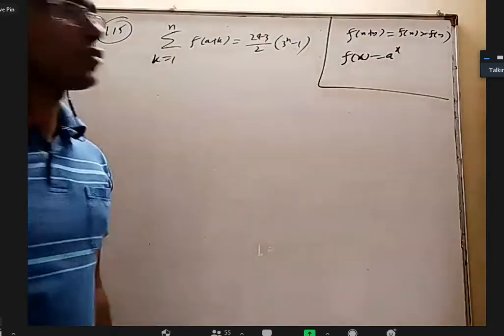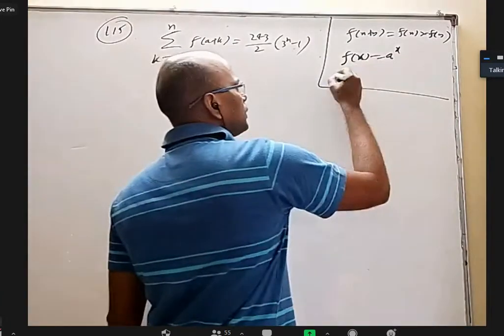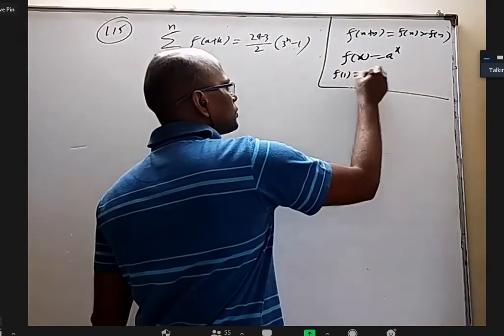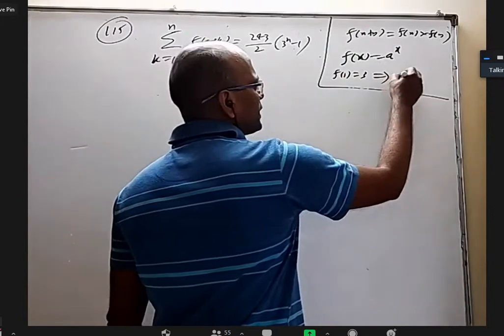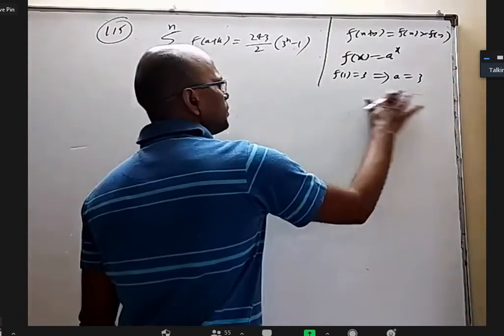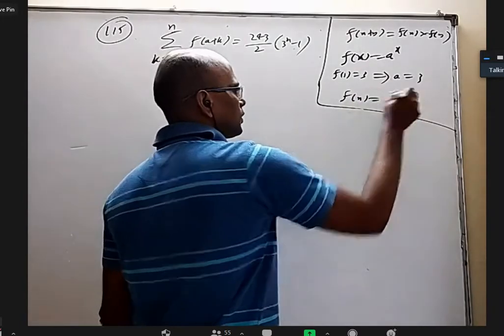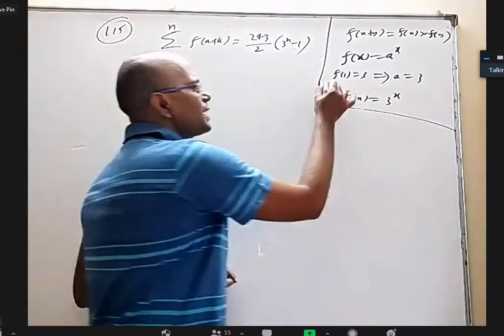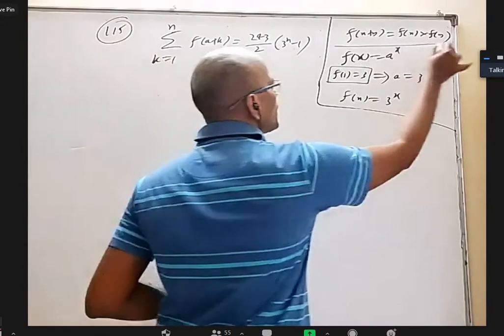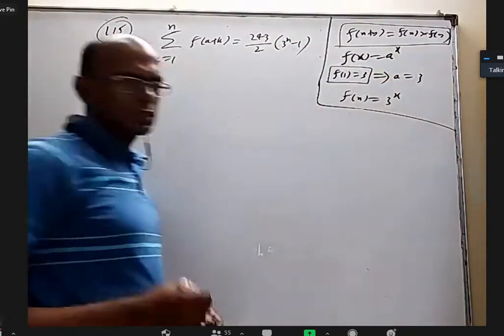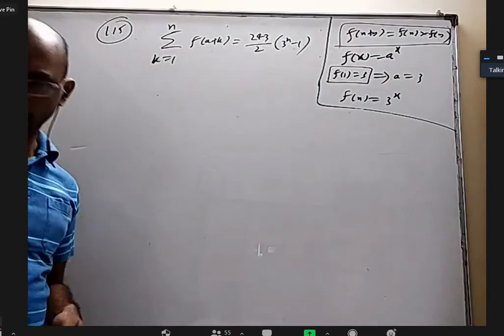But they gave f of 1 equal to 3 in the question. From that, you will get a equal to 3. When you put that 3 back, you will get f of x equal to 3 power x. So with this data and this data, we are able to guess that the function is 3 power x.